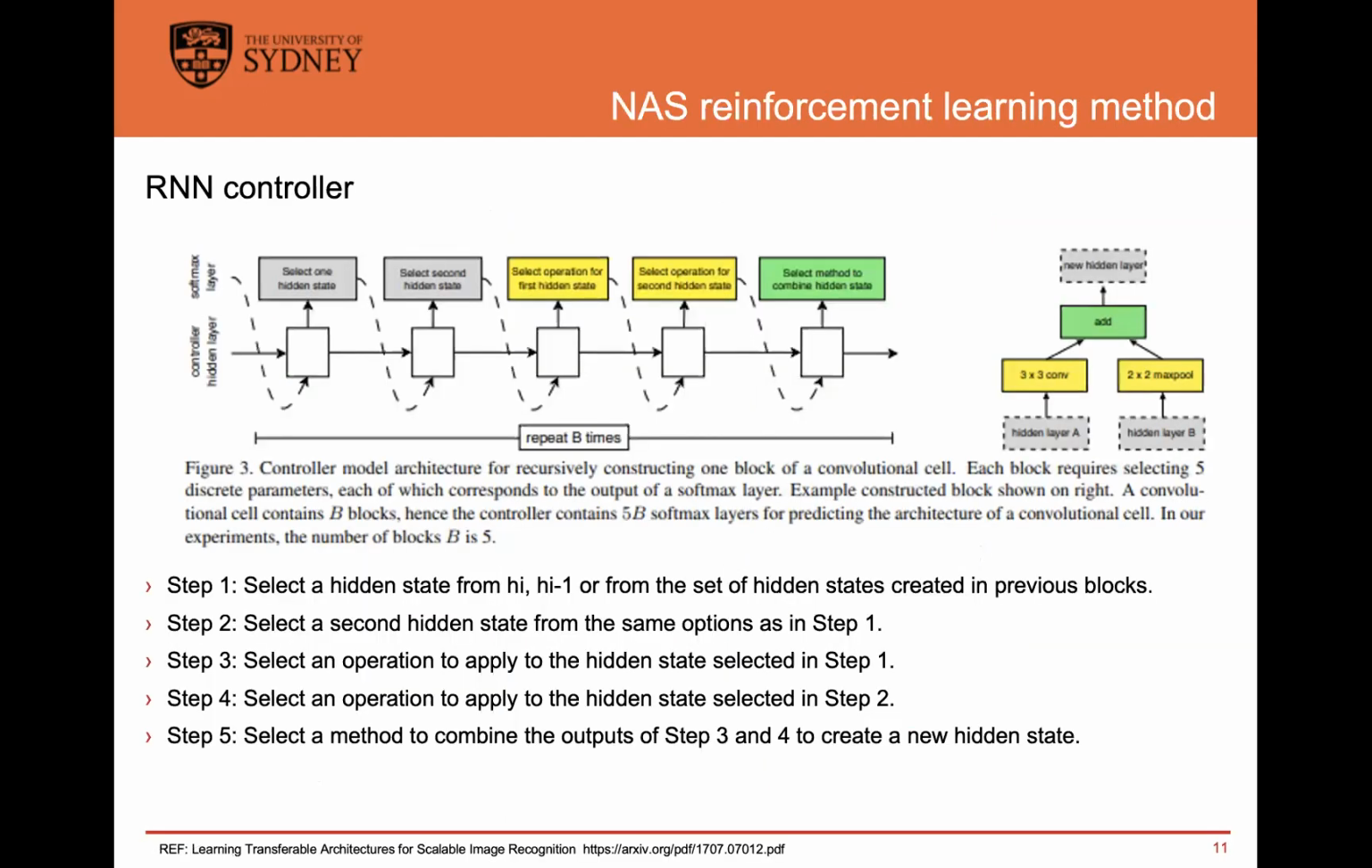For them to actually search for architecture, they use what we call an RNN controller. The first step is that they use the hidden states from h_i and h_i minus 1. That's the first two here. So basically you see the search space that was shown before. The RNN controller selects one of the hidden states.